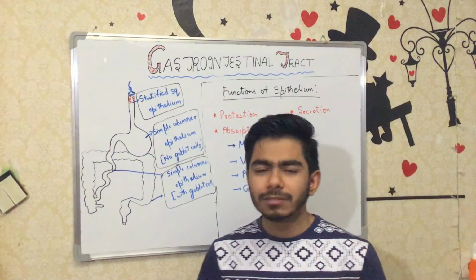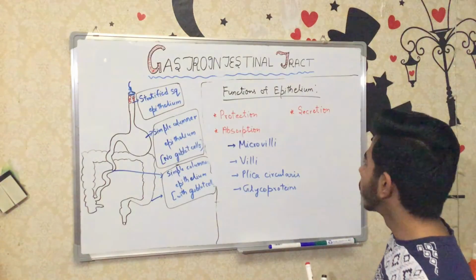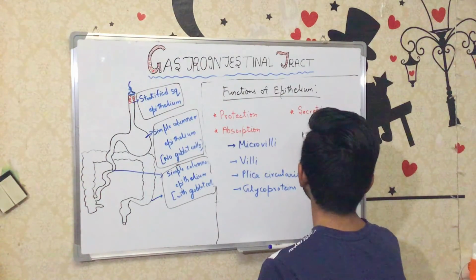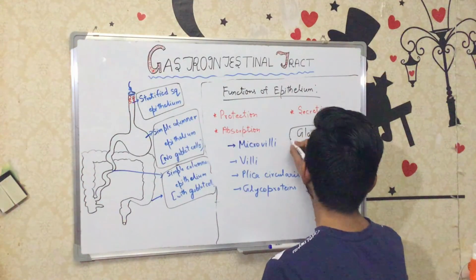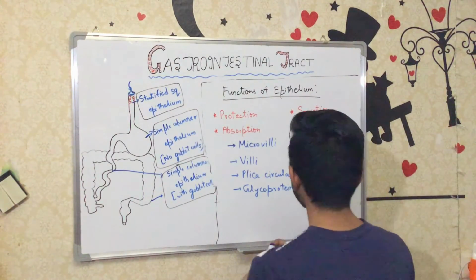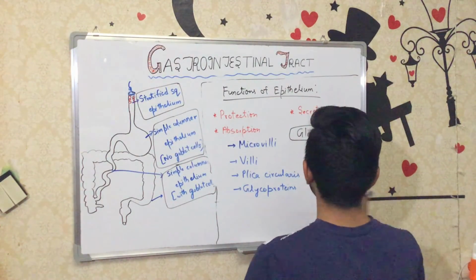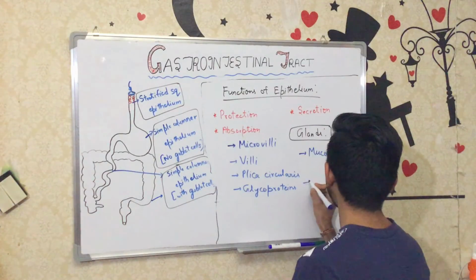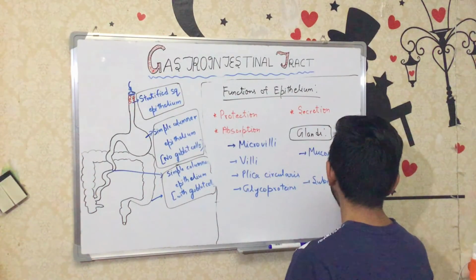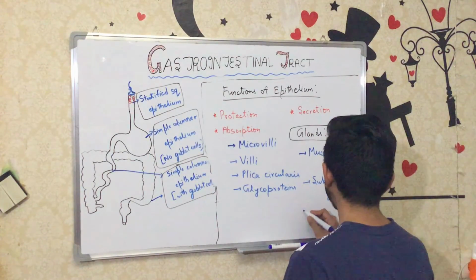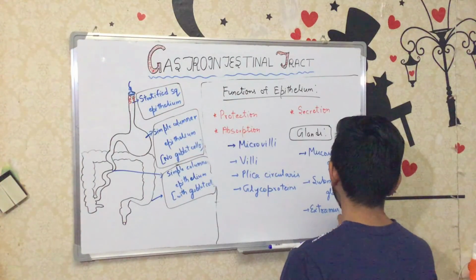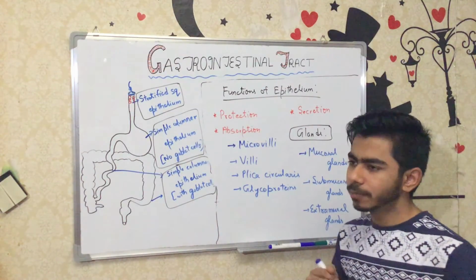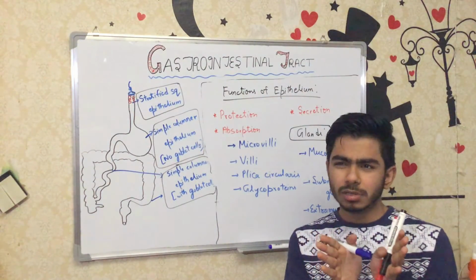Further, we have some kinds of glands. What kind of glands are these? If I talk about the glands over here, they have the mucosal glands, the submucosal glands, and the extramural glands. So what do they mean? Mucosal glands are innervating up to the lamina propria only.